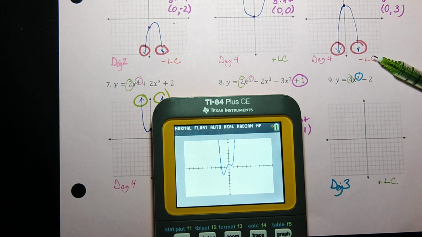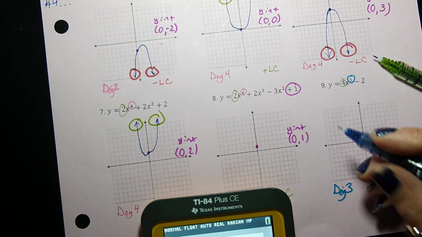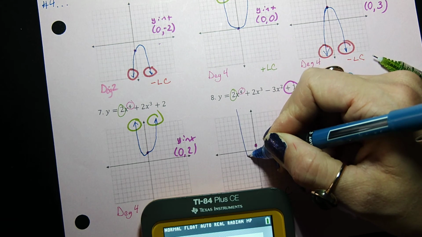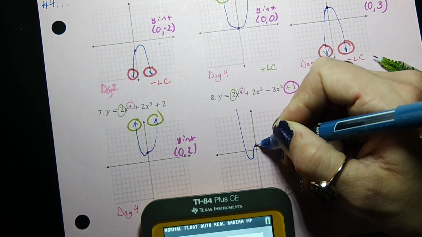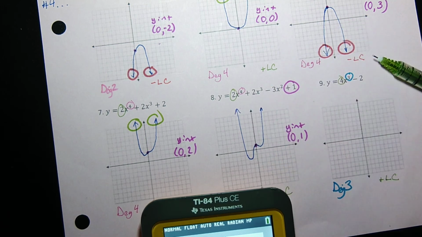Oh, getting a little funkier here. Let's go ahead and try to sketch this graph. We are going up. We go down, and then we go up through that y-intercept, and then we bloop back up. Making sure you're drawing arrows on your graph.